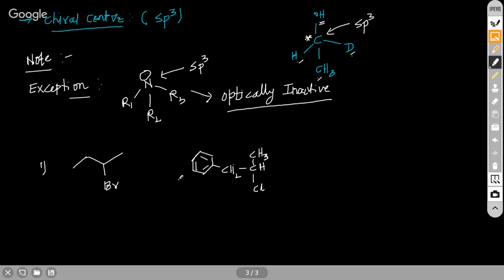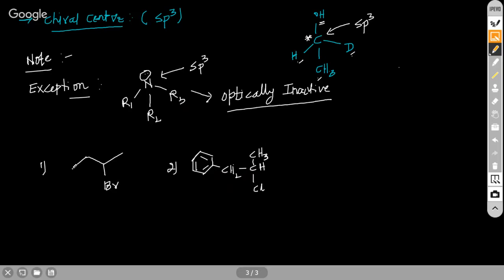How many chiral centers do we have in these two molecules? Tell me, this is first and this is second. Do we have a chiral center in the first compound? First compound, we do not have any chiral center. Okay. Now you see this.